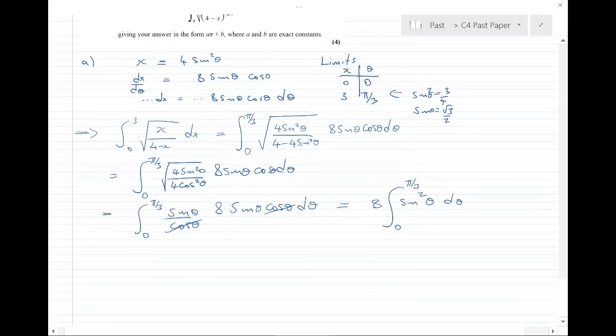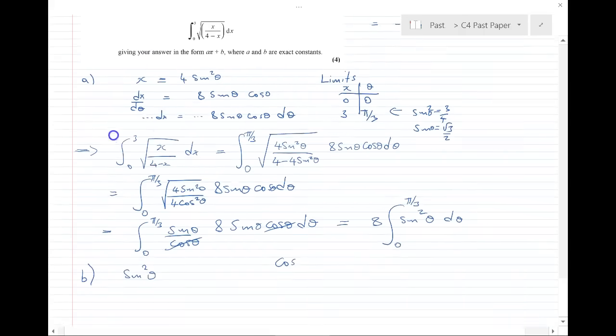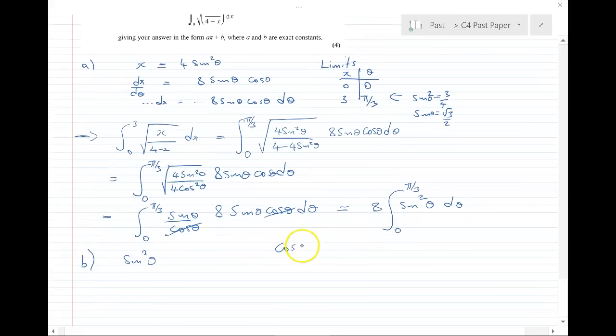a pi over 8. So now it's a case, it is putting us through our paces with integration. Integrating sine squared theta or cos squared theta, we use the double angle formulae. We note that cos of 2 theta is equal to 1 minus 2 sine squared theta. So that tells us that sine squared theta, rearranging that, comes to a half of 1 minus cos 2 theta.